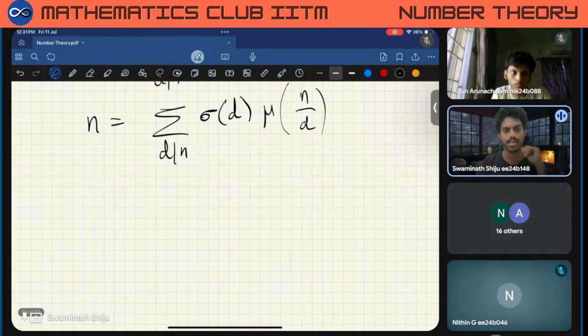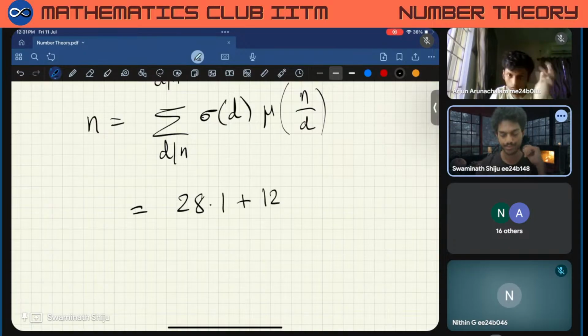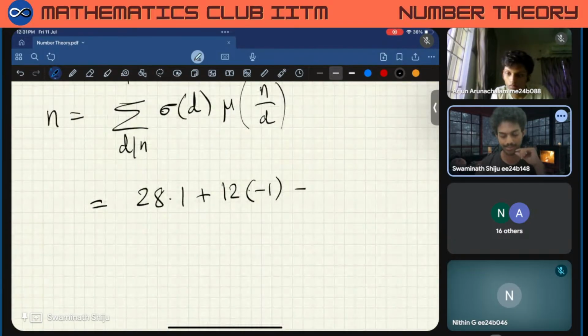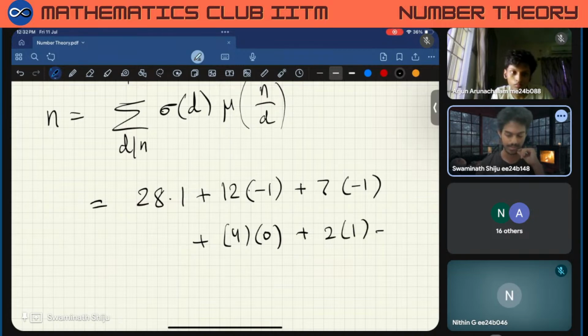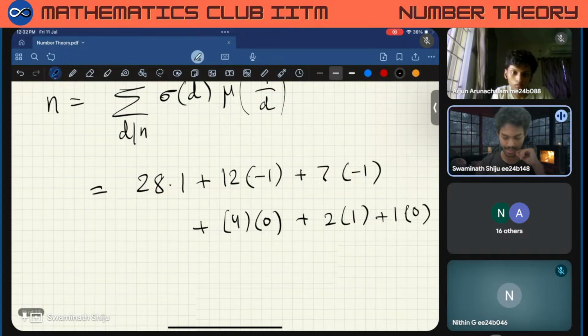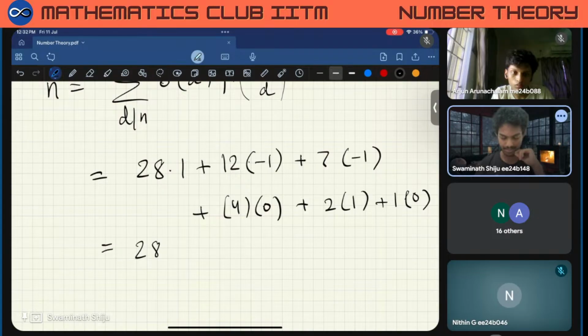So we'll start with, say, sigma 12. That's 28 into 1, minus, plus 12 into minus 1, plus 7 into minus 1, plus 4 into 0, plus 2 into 1, and plus 1 into 0. Okay, so we have 28 minus 19 plus 2.